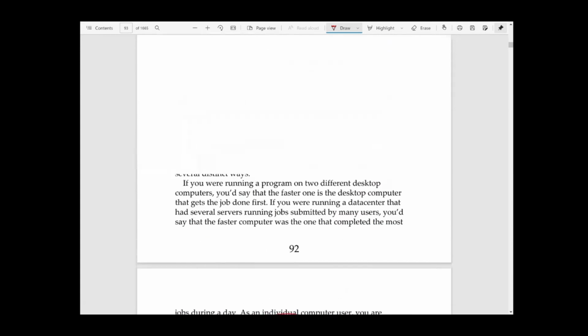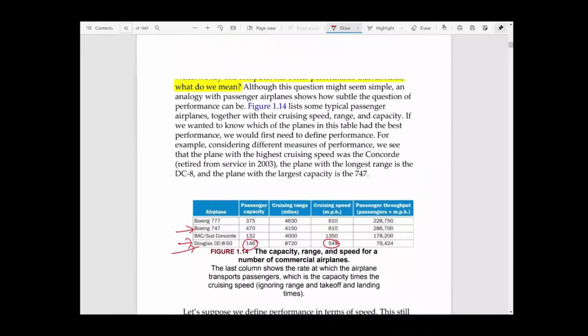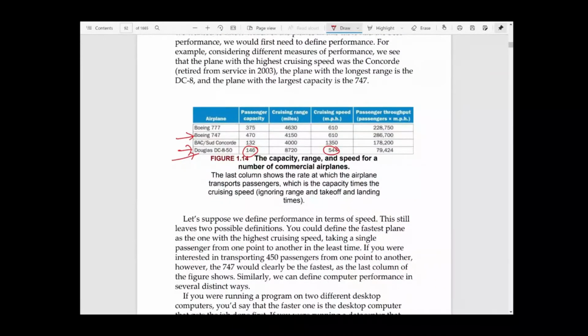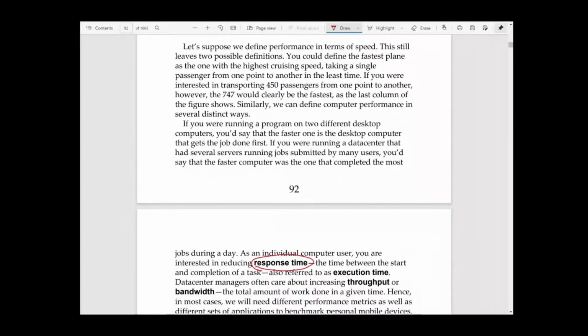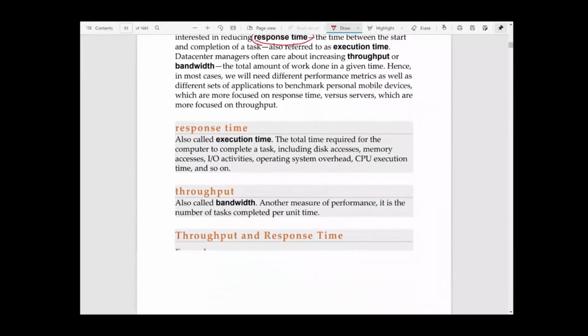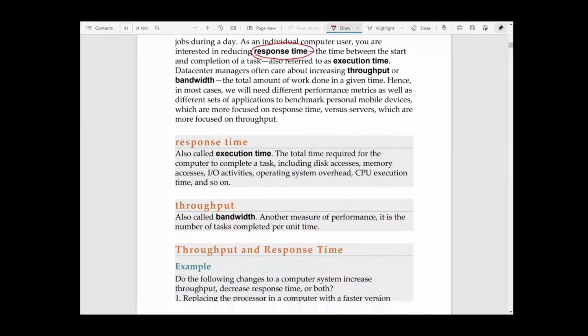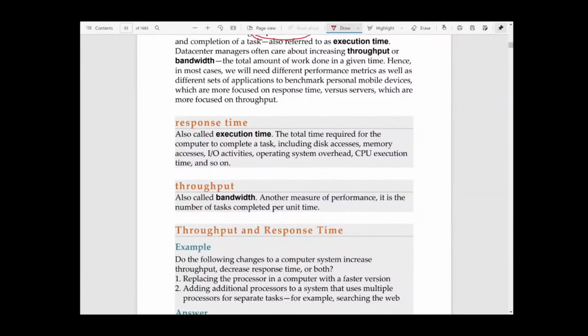So that's why it is mentioned here that how you define performance may be different for different types of computers. But in this course we will mostly follow the execution time or response time. We will not discuss throughput, at least in the initial lectures. Now whenever you read this book, always try to understand the points that are written in boxes.